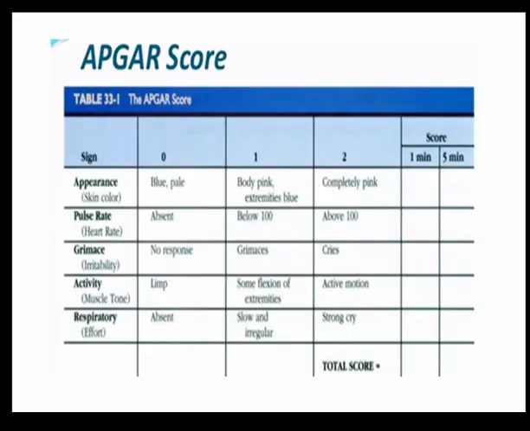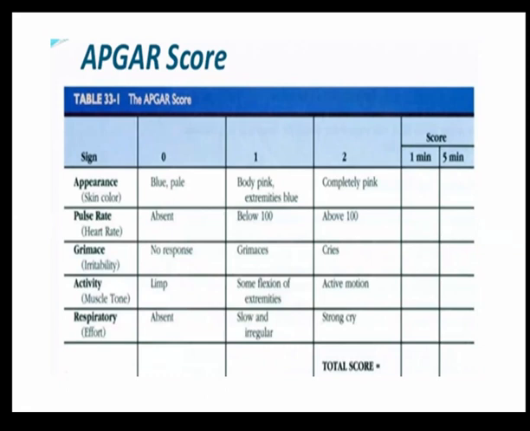You must be knowing all about the Apgar score. Apgar means A, P, G, A, R. There are five components, and each has three scores: 0, 1, 2. Listen very carefully, and you should learn this Apgar score by heart. It is very important, and you should know how to do the Apgar score.